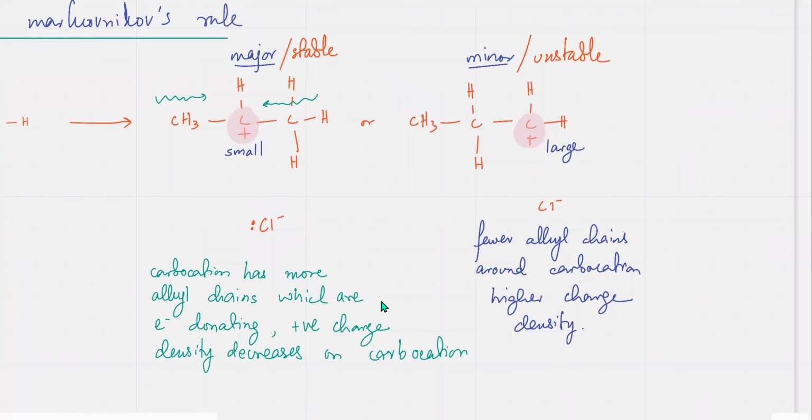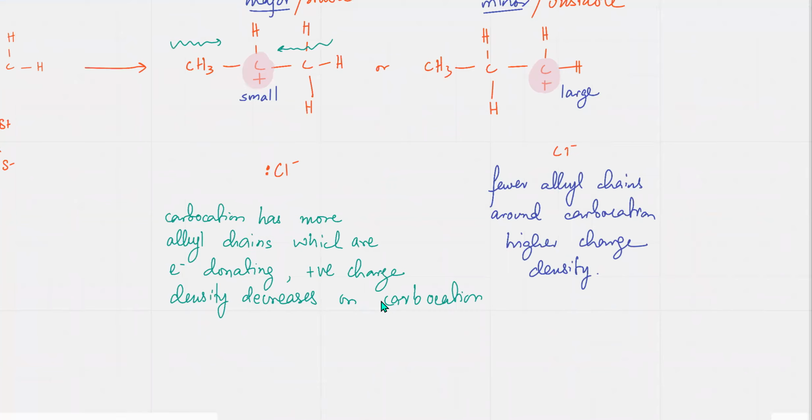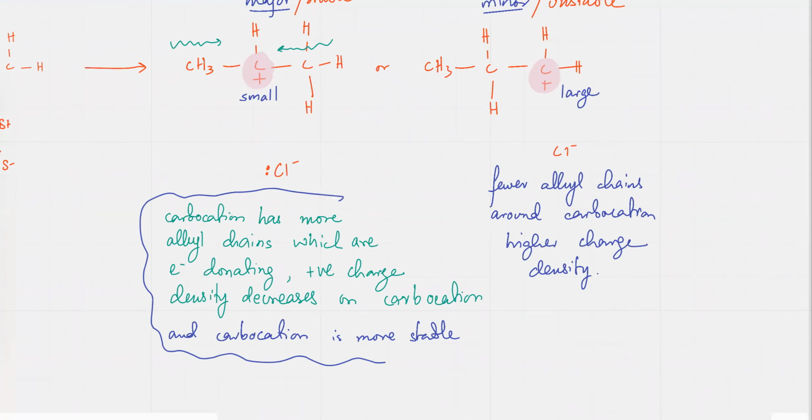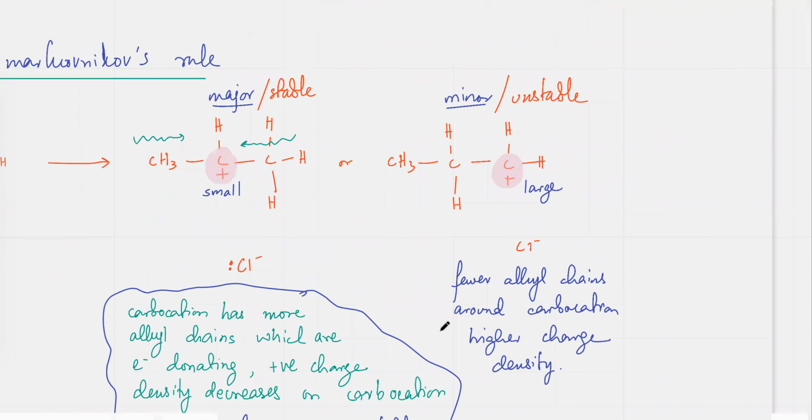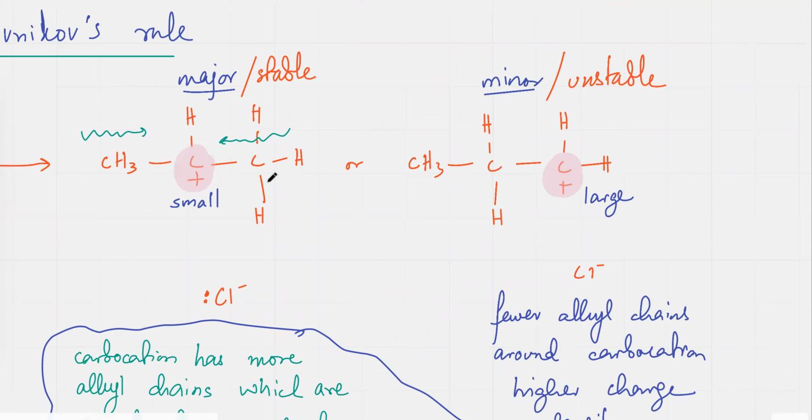So the thing is, the charge density decreases on the carbocation, and the carbocation is going to be more stable. This is what you're going to write in the paper. About the carbocations that have more alkyl chains, which are electron donating, their positive charge density decreases, and the carbocation is considered to be more stable because this carbocation will not be fighting over electrons with this hydrogen atom. This carbocation, on the other hand, would be fighting over electrons with this hydrogen atom because it's not going to allow the hydrogen to take those electrons.